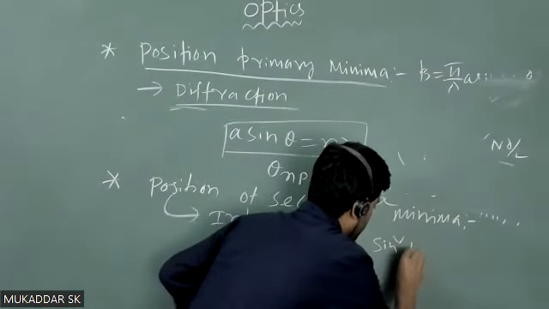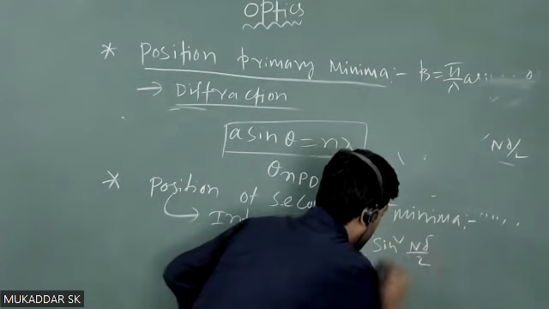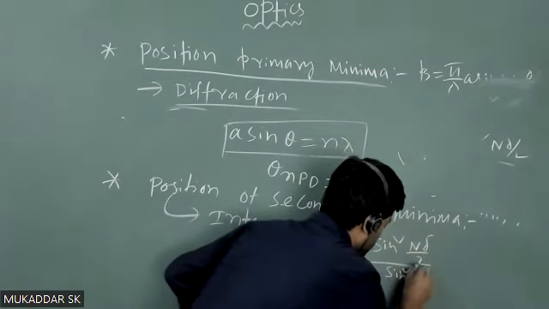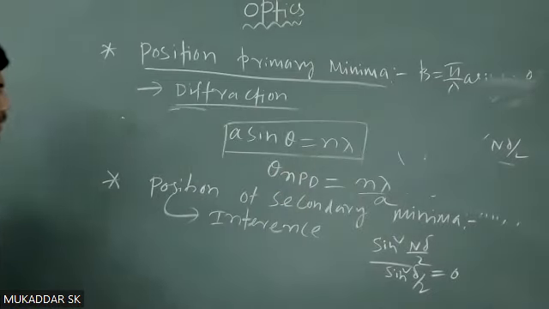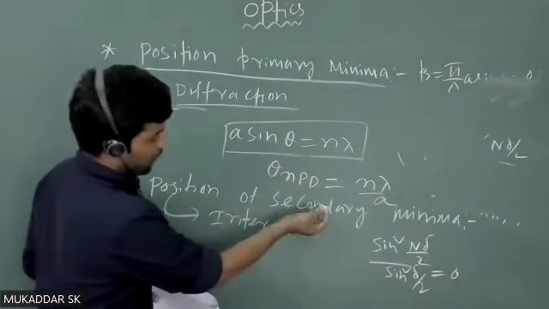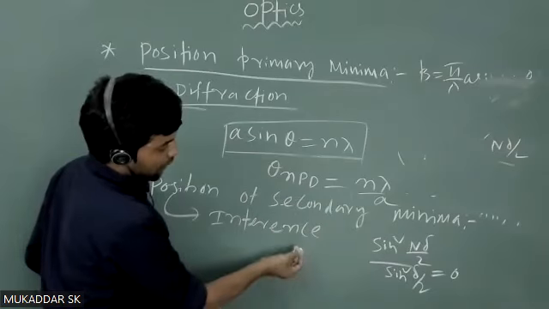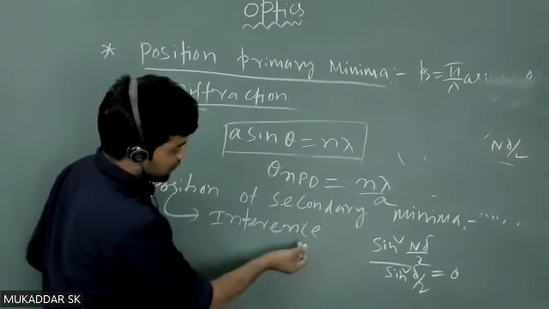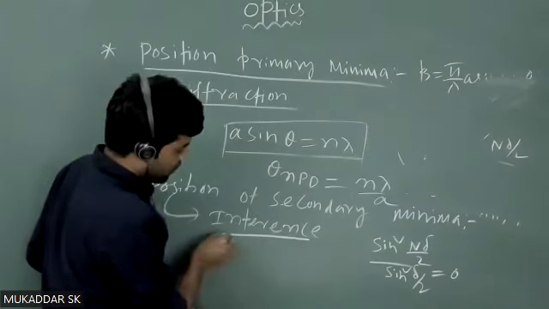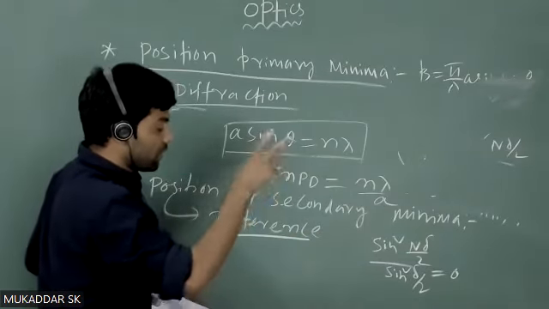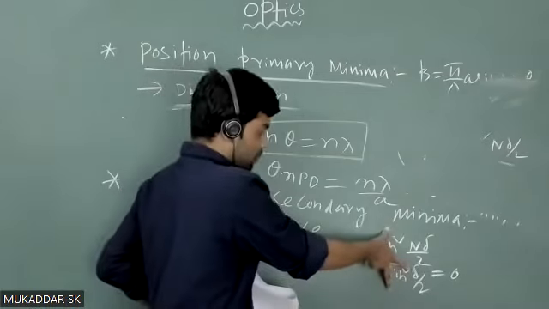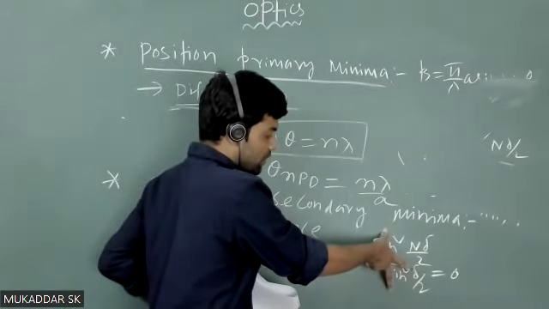sin square n delta by 2 divided by sin square delta by 2. These terms should be equal to 0, right? Again, for secondary minima, intensity should be 0, and the cause of this intensity 0 is basically what? Interference. So the interference term should be equal to 0. ये term आपको 0 होना चाहिए, है ना?